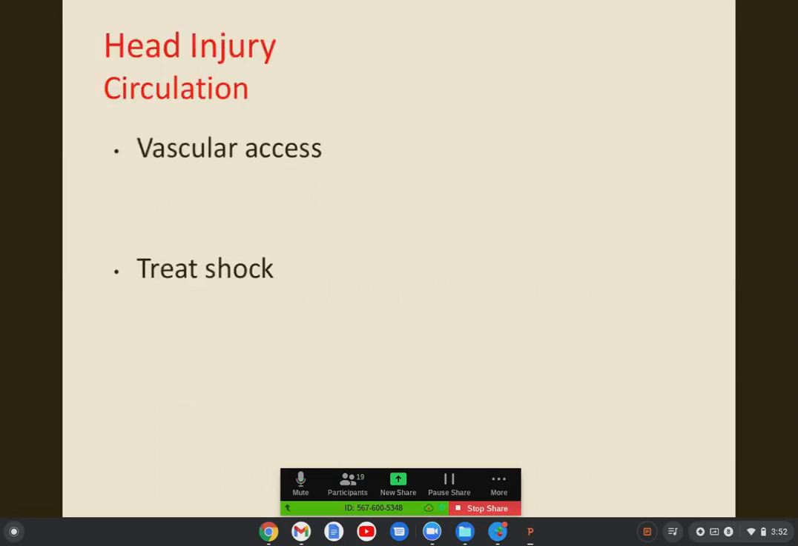For head injury, to manage circulation, remember vascular access is most important. Two peripheral large-bore, age-appropriate cannulas are needed. If perfusion is not maintained, central lines are inserted and shock is managed.